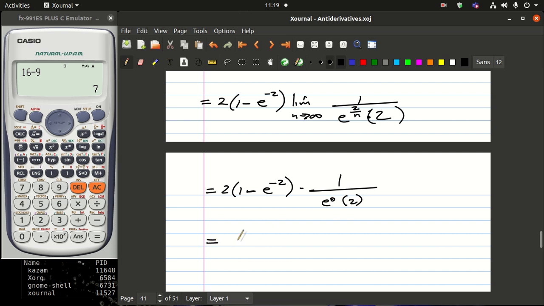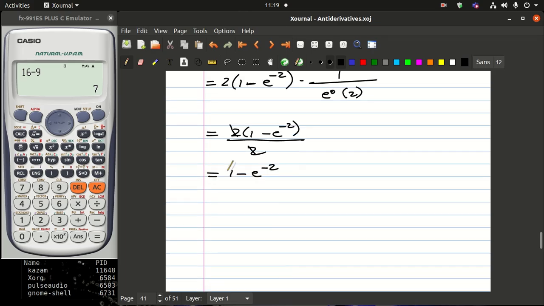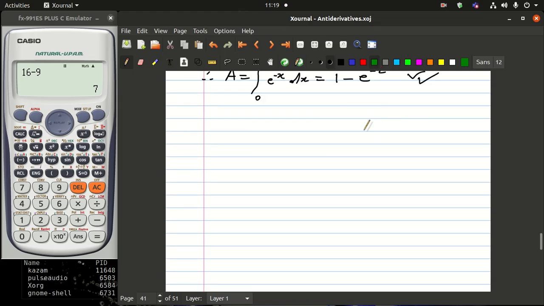And of course this whole thing is going to be 2 times 1 minus e raised to minus 2 all over 2, because this 2 and that 2 will cancel out, and you are having a 1 minus e raised to a minus 2. Therefore, the area enclosed, which is the integral from 0 to 2 of e raised to minus x dx, was simply 1 minus e raised to minus a 2. That is what we actually got. I hope you are following the steps there.